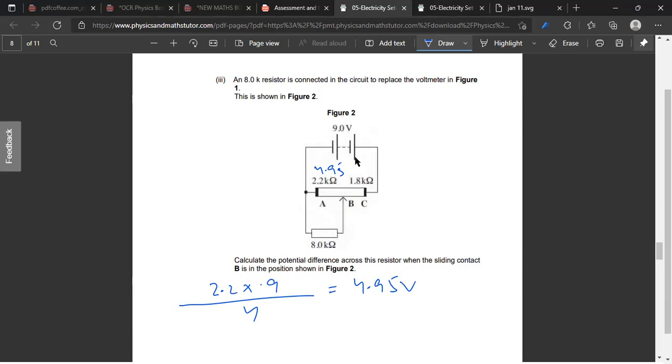Maybe we should look at the mark scheme. No, let us just think on that. The thing is that instead of a voltmeter, they have made a resistor. So this is a branch and this is also a branch.